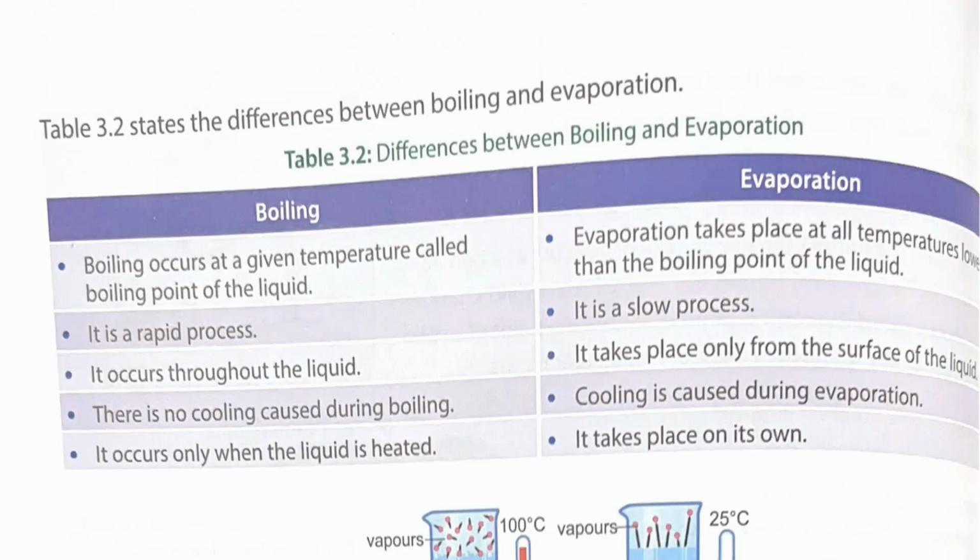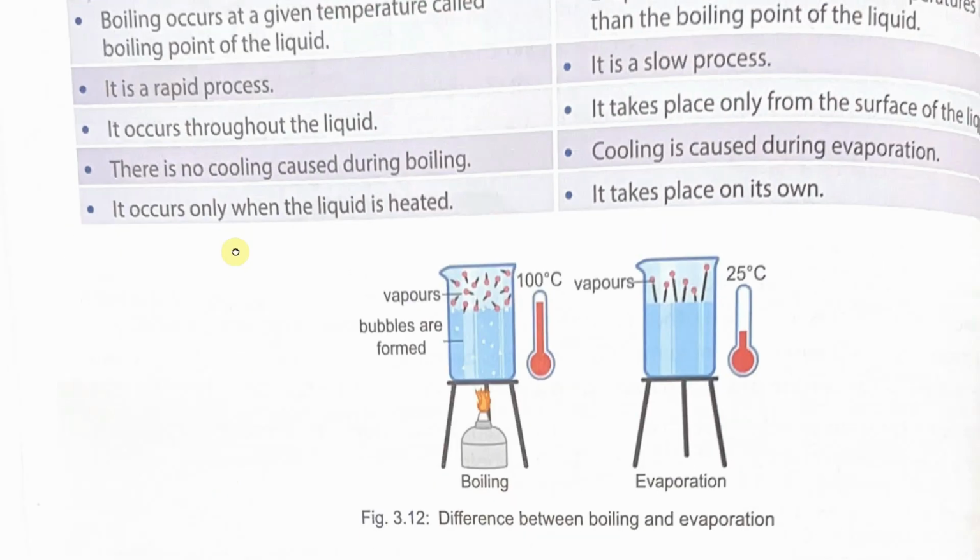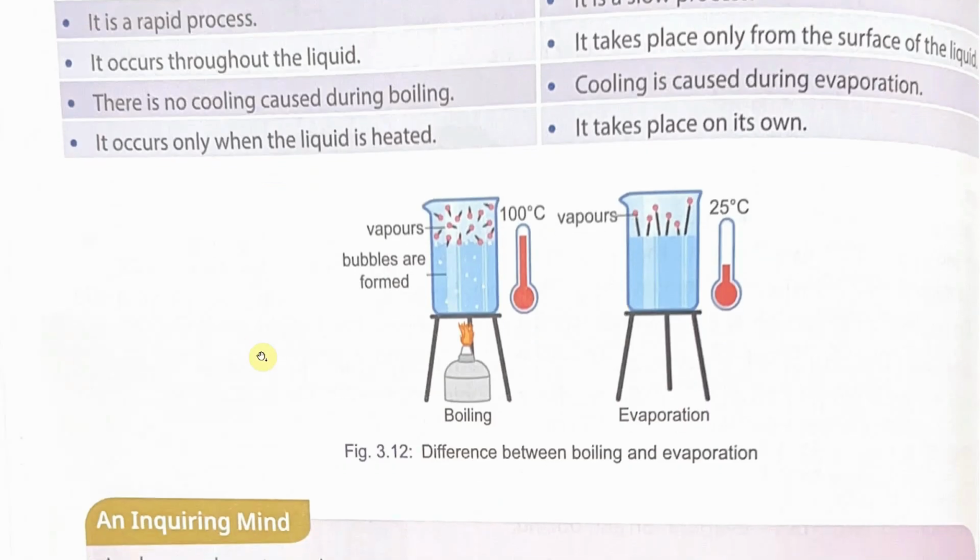In boiling, there is no cooling caused. In evaporation, cooling is caused during evaporation. Boiling occurs only when the liquid is heated. Evaporation takes place on its own. Now, this is the difference between evaporation and boiling.